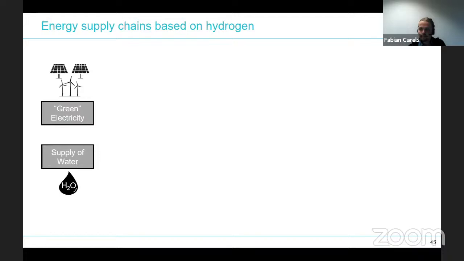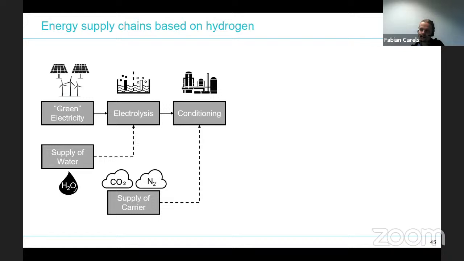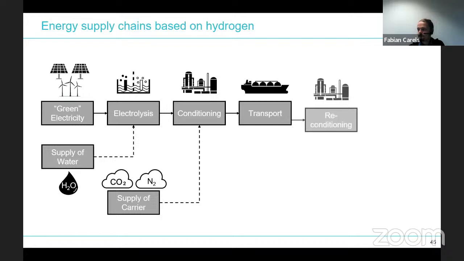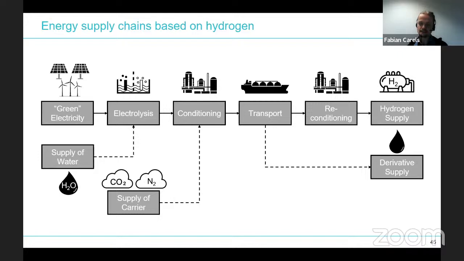There we cover the whole range from the production of the hydrogen over its transport to the final end use. So we start with the green electricity and the water supply, then we go into the electrolysis to produce the hydrogen. If we then want to transport the hydrogen, we need to condition it, as we have just seen, with the different options. Then we have the transportation from the export location to the demand center. We have the reconditioning, especially if you want to supply pure hydrogen, and if we want to use a derivative where there's an existing demand, for example ammonia or methanol, then we could get rid of the reconditioning and just use the derivative directly.